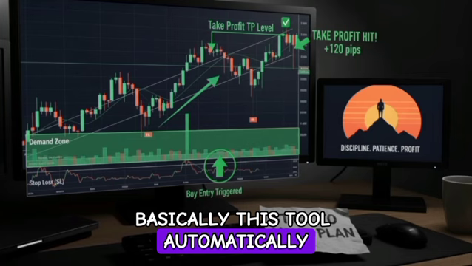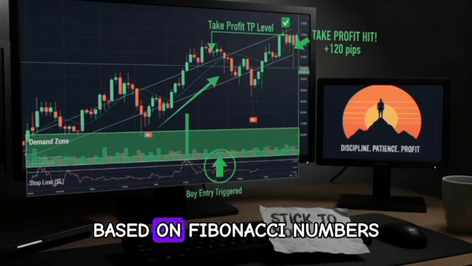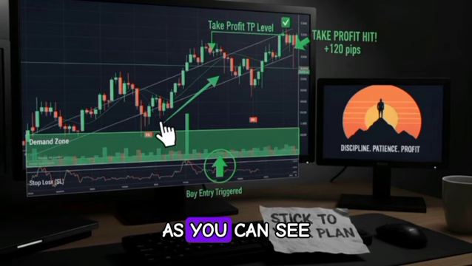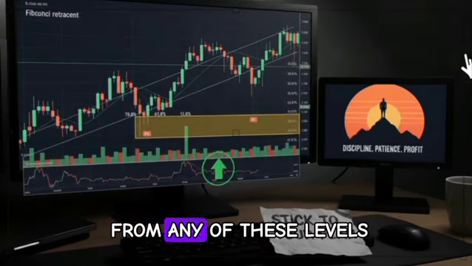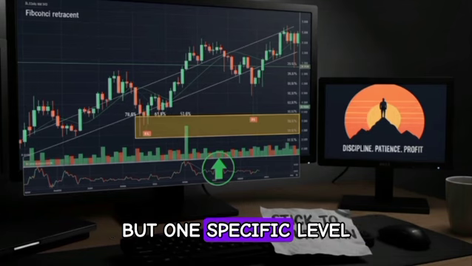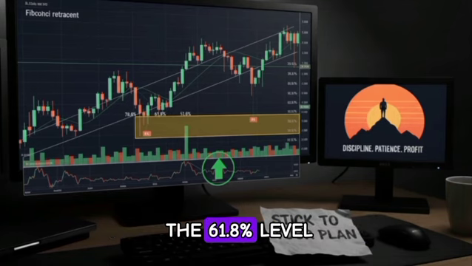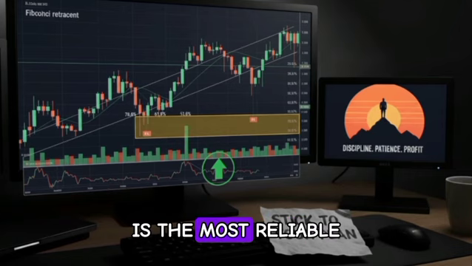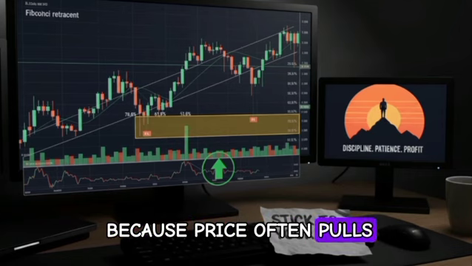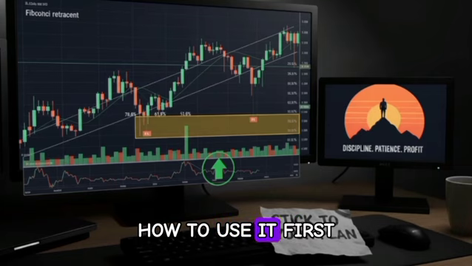Basically, this tool automatically highlights key levels based on Fibonacci numbers. As you can see, this tool generates multiple lines, and price can bounce from any of these levels. But one specific level, the 61.8% level, also known as the golden zone, is the most reliable because price often pulls back there.